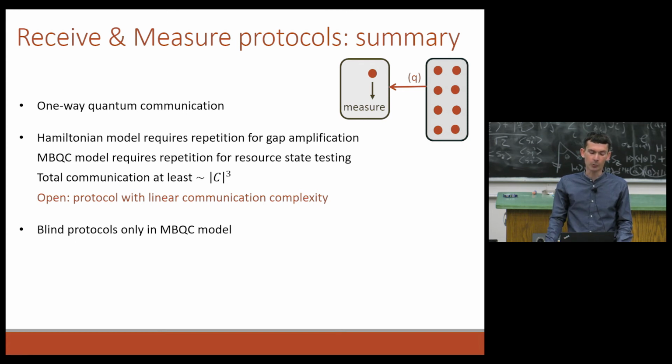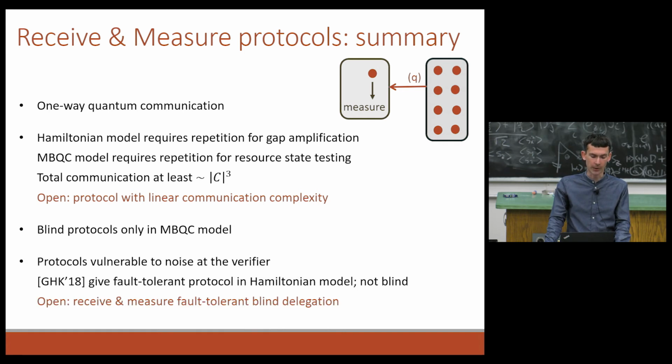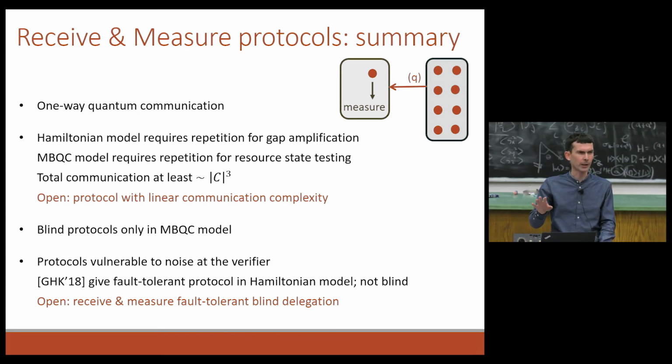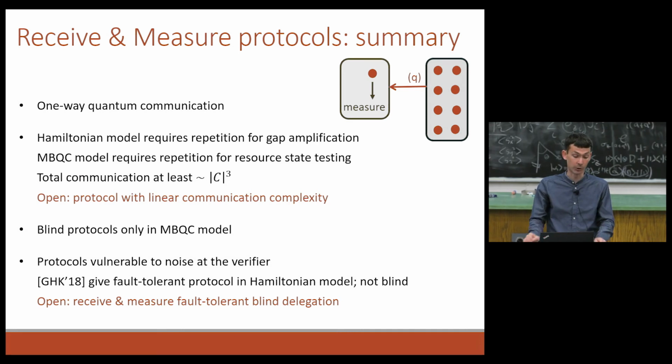So if we were to look at the protocols in the MBQC model, these can be made blind. So that's another advantage that they have. And finally, we again have this question about fault tolerance, where now the problem is, what if the measuring procedure at the verifier has some errors. The difficulty with respect to the one-time pad stuff is a little bit alleviated here because there's no one-time pad.